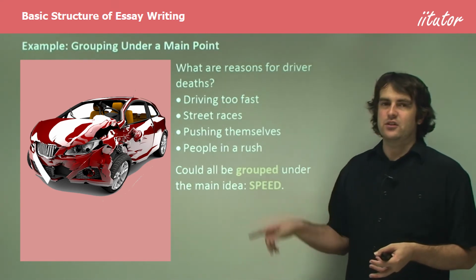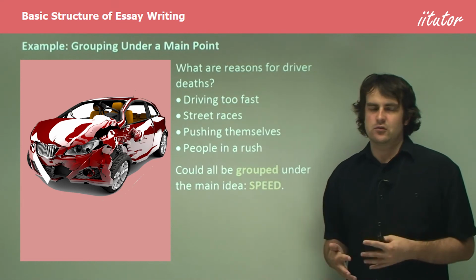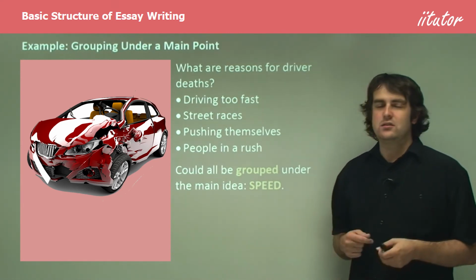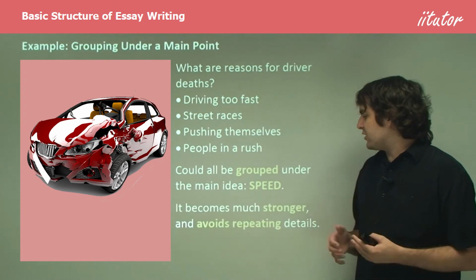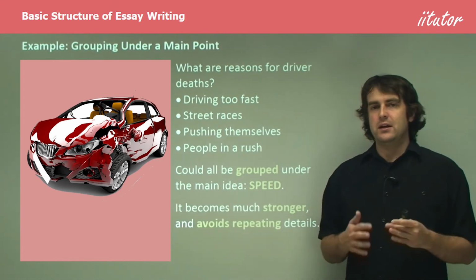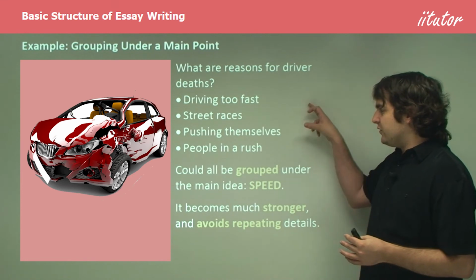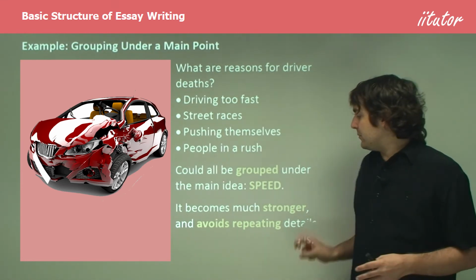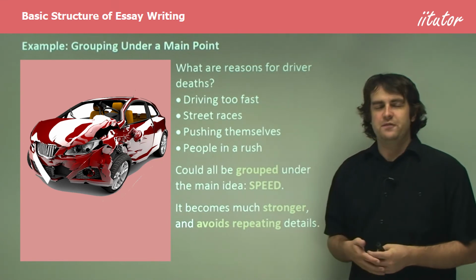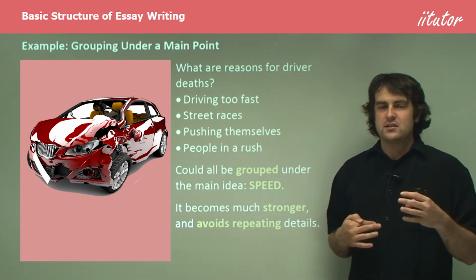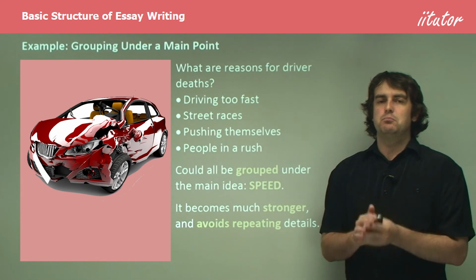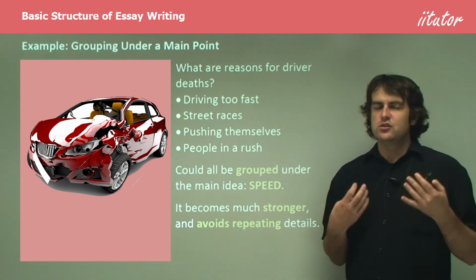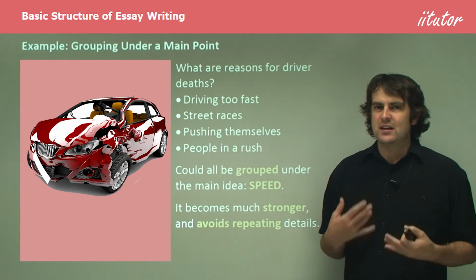If you start with something like street races, for instance, that's not the main reason for driver deaths. It's a problem. It's a pain in the backside, but it's not the main reason why. The thing is, it becomes much stronger, and it also avoids repeating yourself, basically. So all of these things, when you're discussing them, will be repeating themselves over and over again. If you group them under the term speed, then what you're effectively doing is you're compressing what it is you're writing, and that means you can put more detail into your explanations and your examples as well. You can unify them all under a single argument, which makes it much stronger.